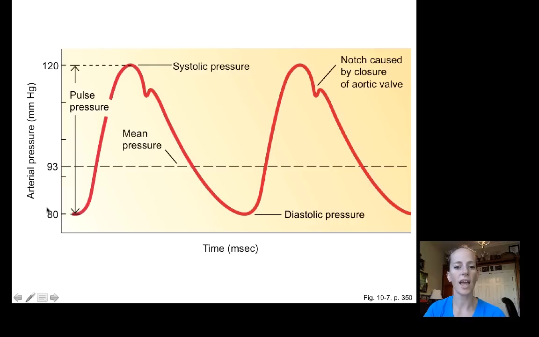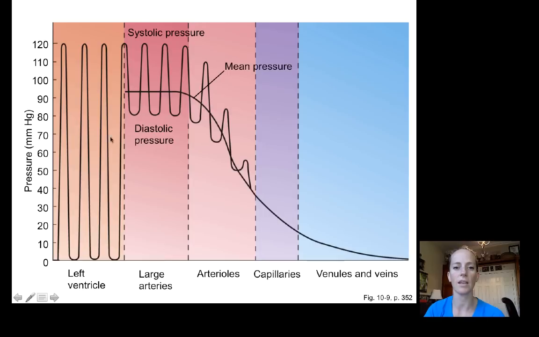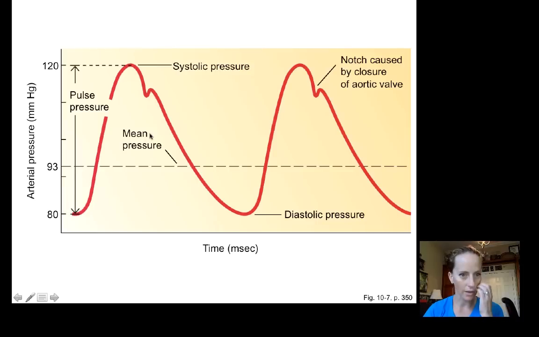So here, if we just look at the fluctuation in the arteries now, we're just zooming in on this portion of the graph, so just the arteries, and this is what it looks like. We're going to have 120 over 80, so 120 for systolic, 80 for diastolic. The difference between systolic and diastolic will be your pulse pressure. Then you will have the mean pressure, which is a calculation I'll show you in a minute, which calculates how much is actually getting to the tissues. You'll have a little notch here, interesting enough, that is caused by the closure of the aortic valve as we prevent backflow from the aorta back to the ventricle.